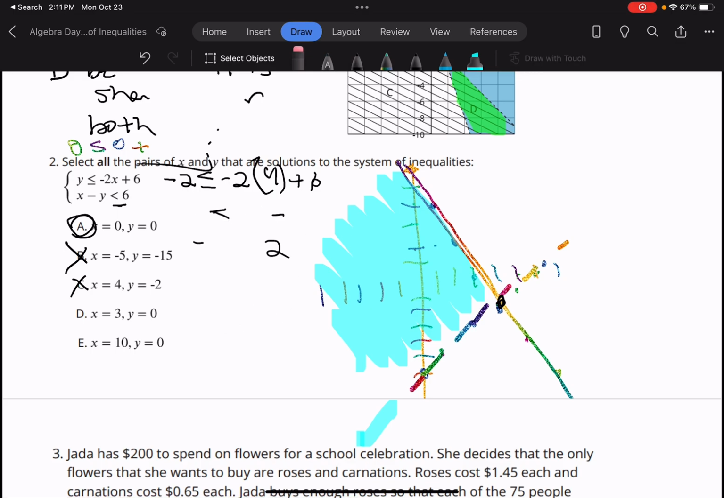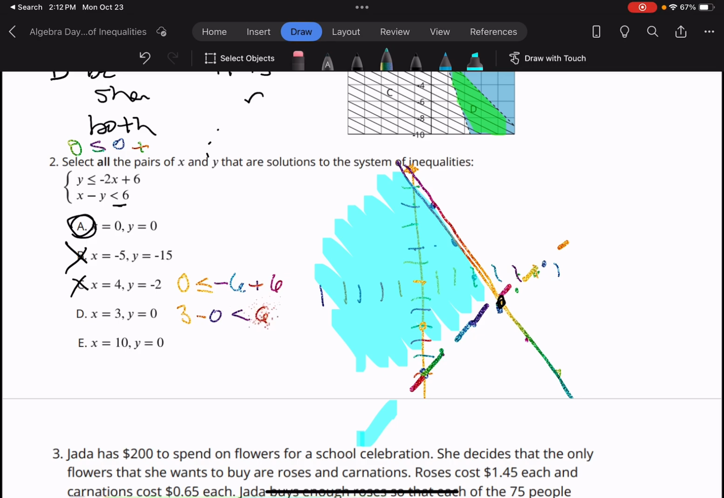Let's look at the next one. 3, 0. So you're just plugging in these numbers and making sure they work for both equations. So 0 is less than or equal to negative 2 times 3, which is negative 6, plus 6. So that is 0, negative 3. If we were to graph that, it would be 1, 2, 3, approximately here. It looks like that's going to work, but let's just double check. And then the second equation, we have 3 minus 0 is less than 6. 3 is less than 6, that is true. So that does in fact work, and we see that on this graph as well.